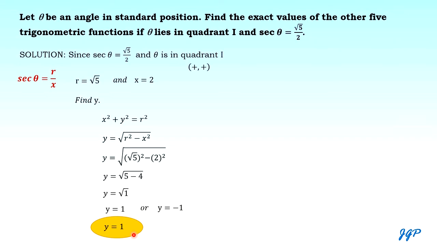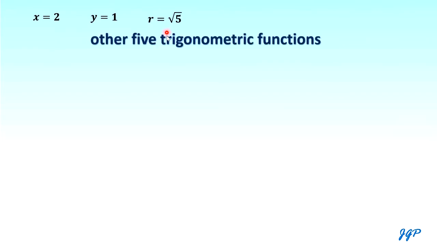Since you have now the value of your y, which is 1, pwede na natin mahanap ang other 5 trigonometric functions. So your x is equal to 2, your y is equal to 1, and your r is equal to square root of 5. So hanapin natin ang other 5 trigonometric functions. So we are given secant theta, which is equal to square root of 5 over 2. So let's start with sine theta, and that is equal to y over r. Let's replace y by 1 and let's replace r by square root of 5. So here it is. We have now 1 over square root of 5.